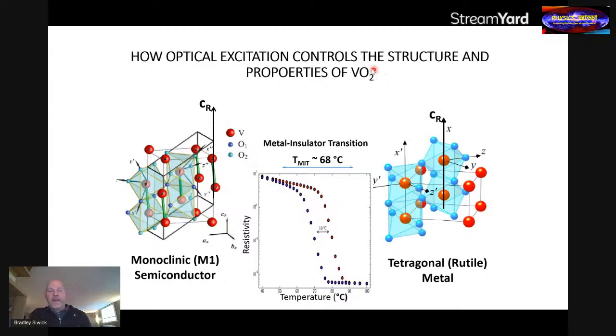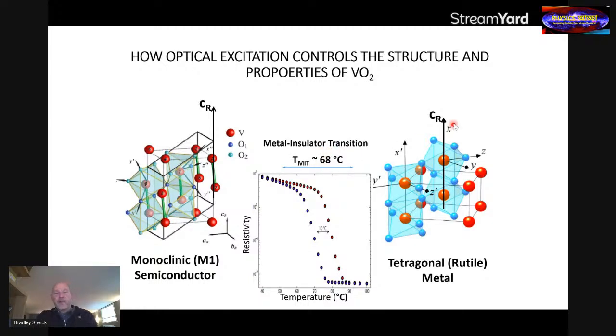Vanadium dioxide is what's known as a strongly correlated transition metal oxide, where the electronic properties of the material are not well understood using the elementary band theory of solids. And one of the most interesting parts of the physics of this material is the well-known metal to insulator transition that occurs just above room temperature, around 68 degrees Celsius.